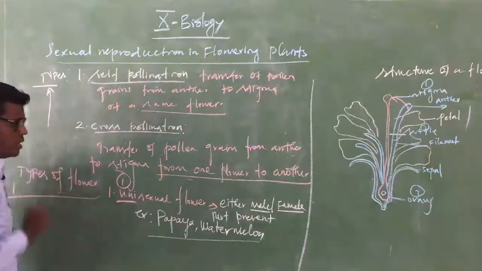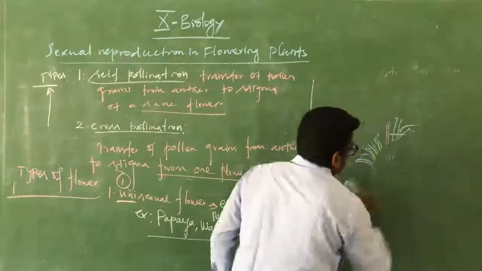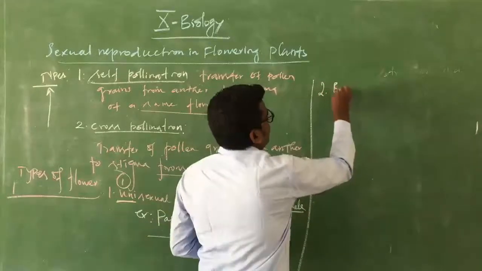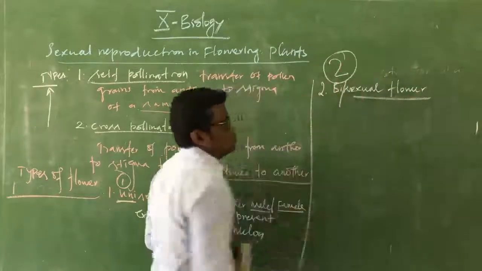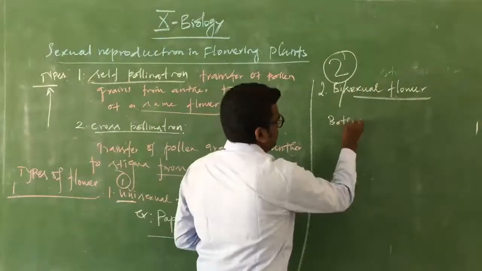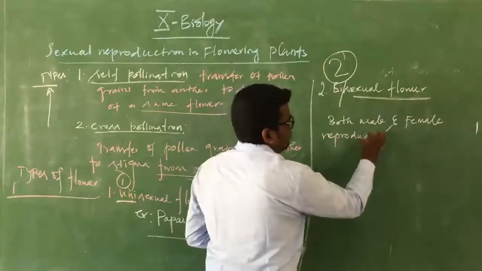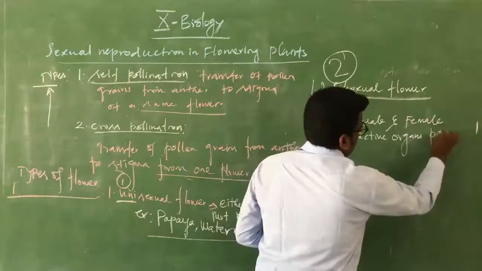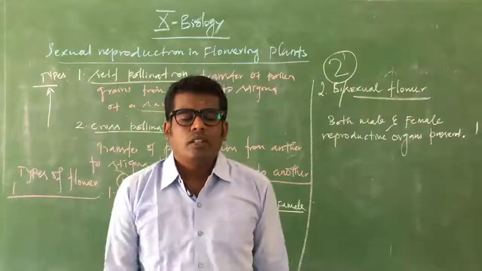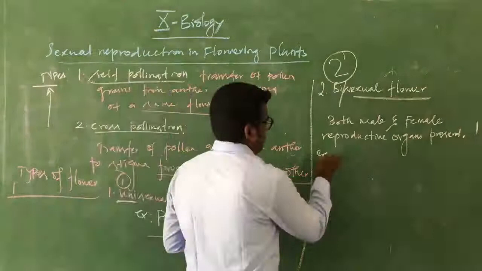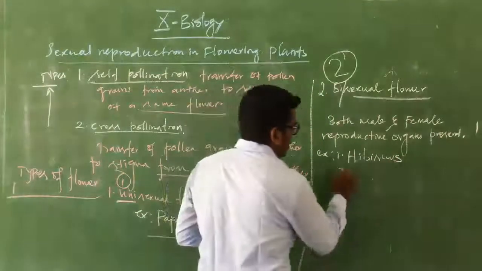The first type of flower is the unisexual flower, and the second type is the bisexual flower. Bi means two. Both male and female reproductive organs are present in the same flower. That is called a bisexual flower. Examples: the first example is hibiscus, the second example is mustard.